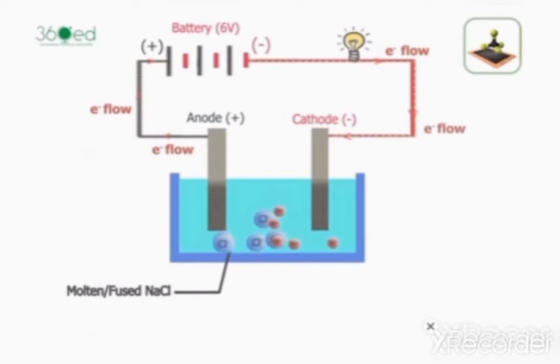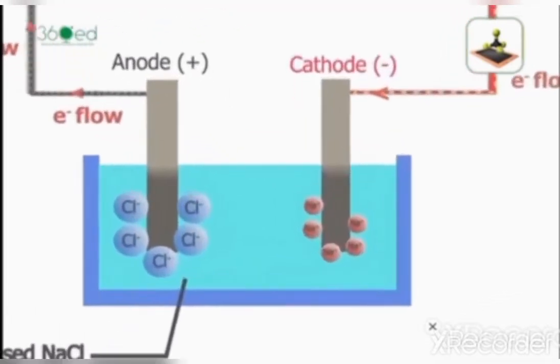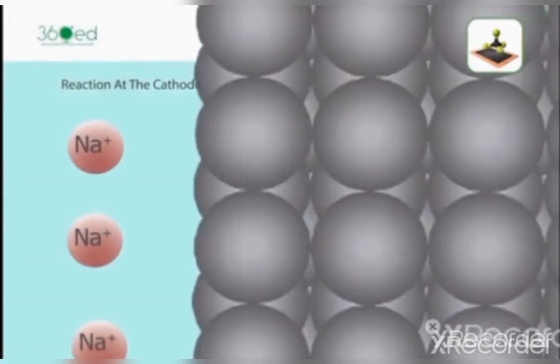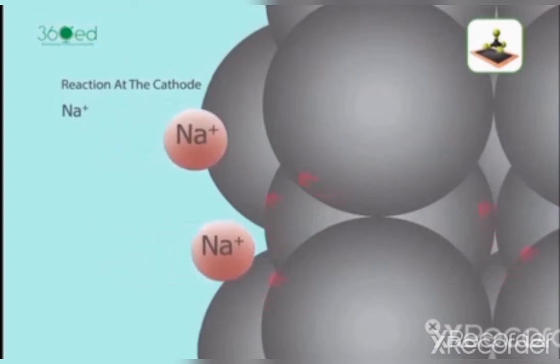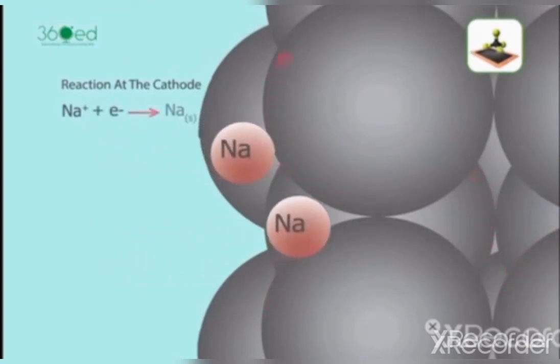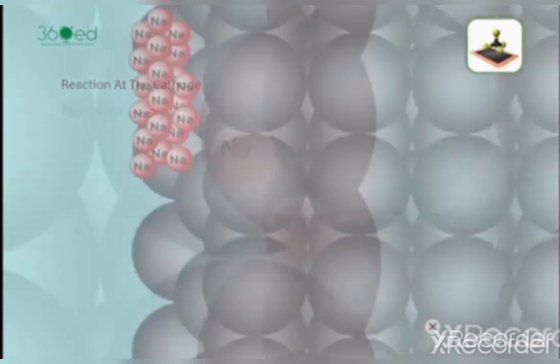When electricity is passed through the molten sodium chloride, sodium ions move toward the cathode, which is a negative electrode, whereas chloride ions, which are anions, move toward the positive electrode. At cathode, sodium ions receive electrons from cathode and are discharged into sodium atoms and deposit at cathode.